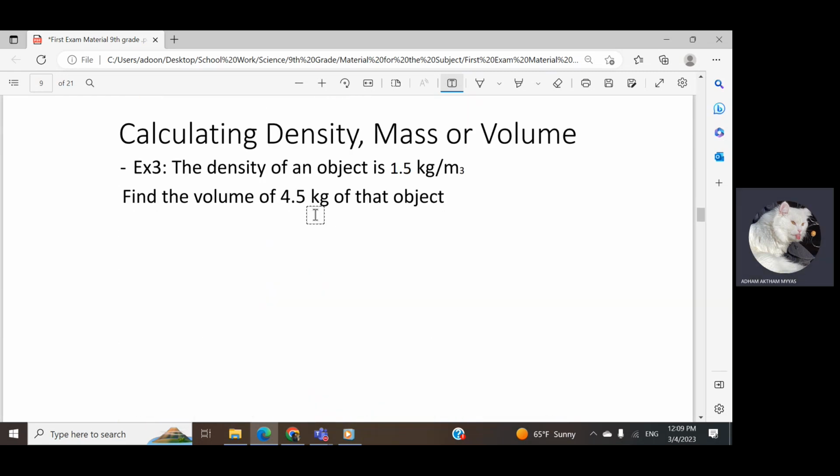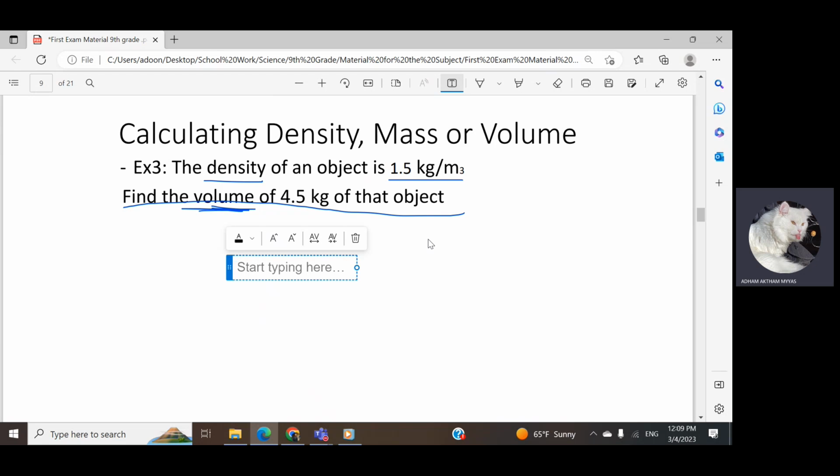Here, if I want to solve it, he gave me the density, and the density is 1.5 kilogram per meter cubed, and we have to find the volume. He asked for what? For the volume. If I start to solve it, I will say D equal M over V. Let's make it a capital letter. This is a capital letter. Okay.